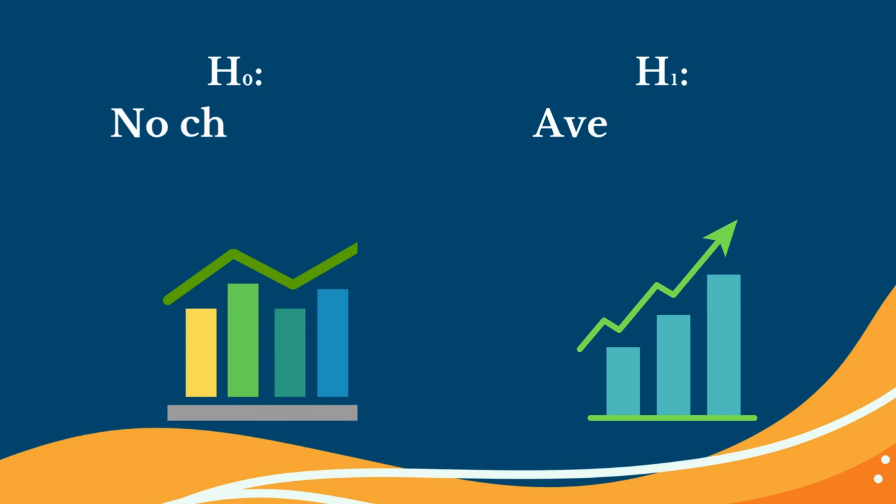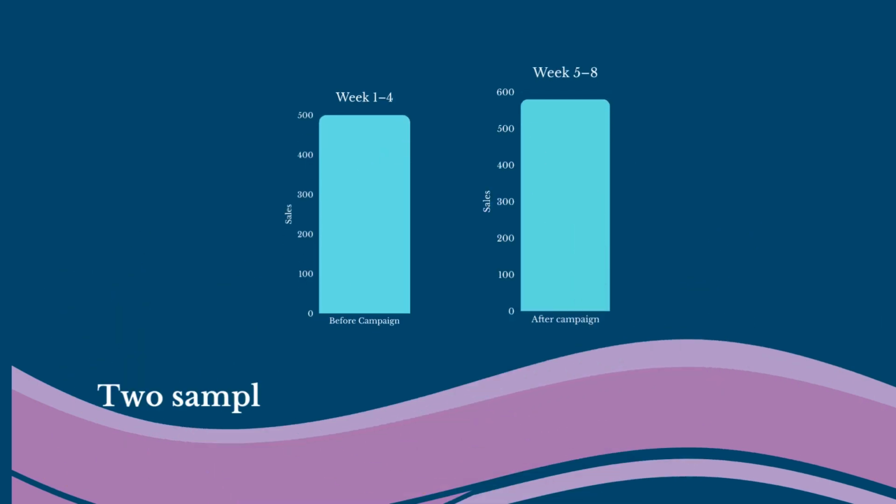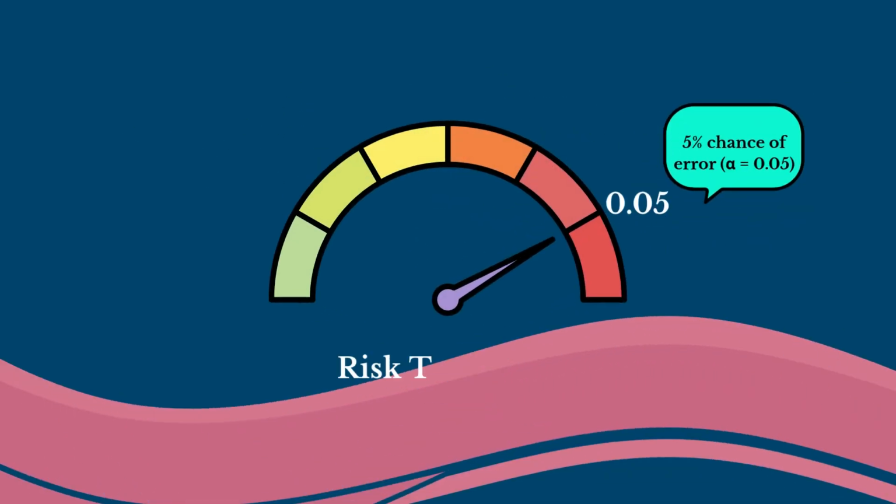Our null hypothesis, H null, says the campaign did not change sales. Average daily sales remain the same as before. The alternative hypothesis, H1, says the campaign increased average daily sales. So we collect data from two time periods, sales figures before and after the campaign. We decide on a significance level of 0.05, meaning we are willing to accept a 5% chance of wrongly rejecting the null hypothesis.